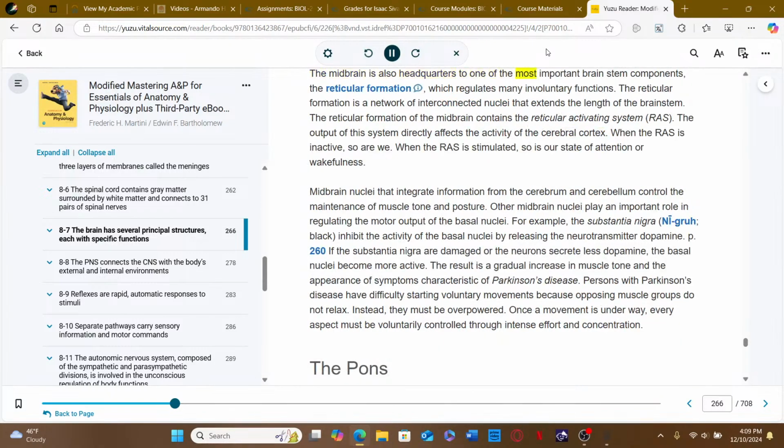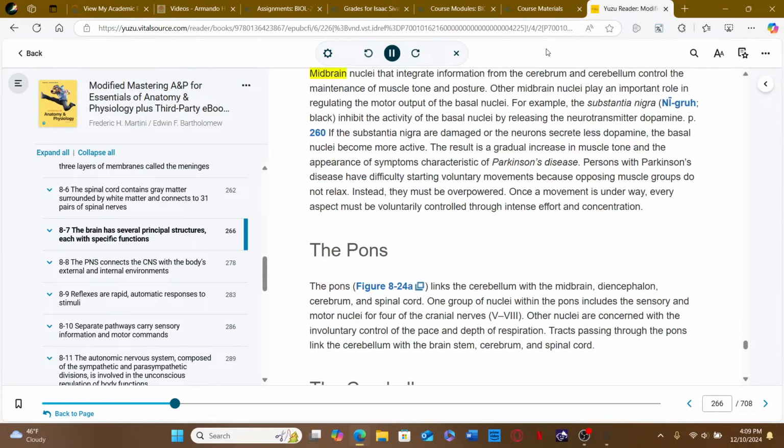The midbrain is also headquarters to one of the most important brainstem components, the reticular formation, which regulates many involuntary functions. The reticular formation is a network of interconnected nuclei that extends the length of the brainstem. The reticular formation of the midbrain contains the reticular activating system, RAS. The output of the system directly affects the activity of the cerebral cortex. When the RAS is inactive, so are we. When the RAS is stimulated, so is our state of attention or wakefulness.